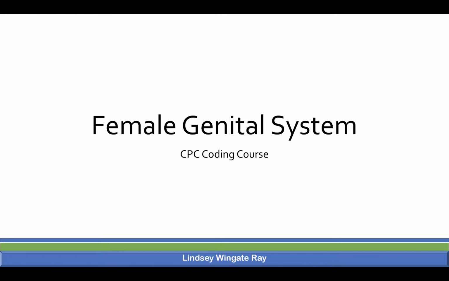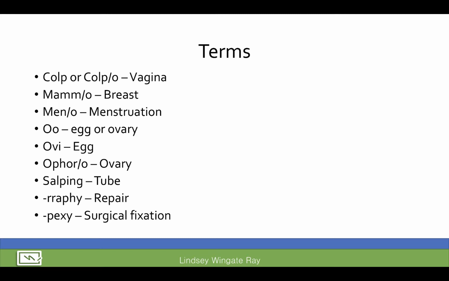Now we're going to go over the female genital system. The terms you need to write in your book are colpo for vagina, mammo for breast, meno for menstruation, oo for egg or ovary, ovi for egg, oophor for ovary, salpingo for tube, rraphy for repair, and pexy for surgical fixation.